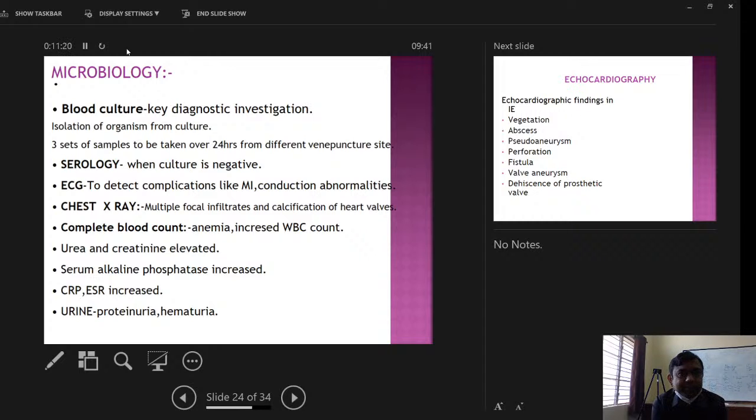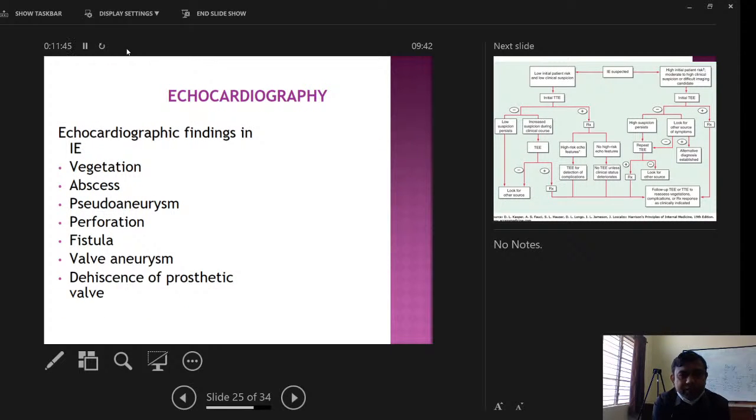And CBC, that is complete blood count. It shows anemia, increased WBC count, and blood urea and serum creatinine will be elevated, and alkaline phosphatase is increased. Acute phase reactants like CRP, ESR will be increased, and urine shows proteinuria and hematuria. Hematuria is one of the differential diagnoses in infective endocarditis. And the echo. Echo is diagnostic. It shows vegetations over the valves and abscess, aneurysms, pseudoaneurysms, perforation of the valves, fistula, valve aneurysms, and dehiscence of the prosthetic valves.